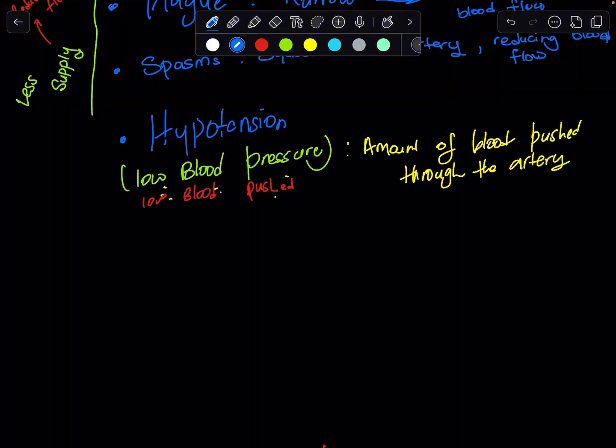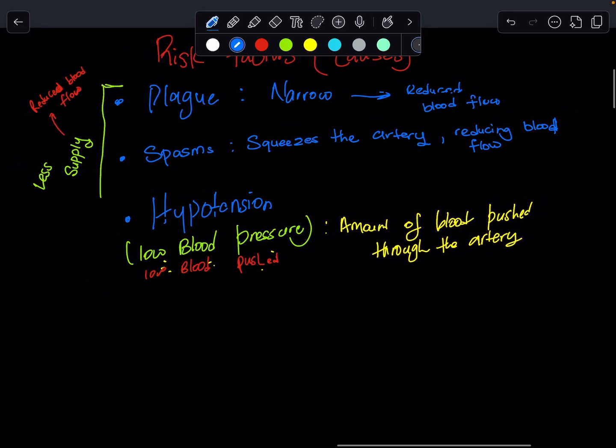That's basically it. So we already talked about the plaque. We said the narrowing causes reduced blood flow. Why? Because the plaque takes up space, which causes the artery to narrow, reducing blood flow. Spasm squeezes the artery, reducing blood flow because in that tight part, not a lot of blood cells can get through it. And hypotension, which is low blood pressure, means low blood is being pushed. If there's not enough blood being pushed, it's simply the same thing, reduced blood flow.